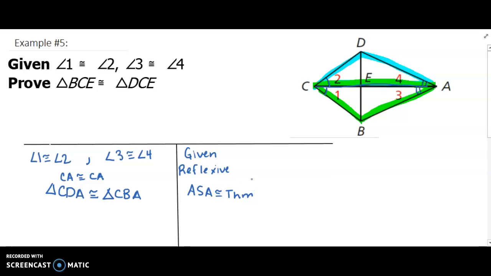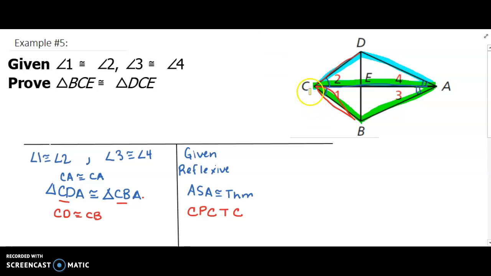Okay, so some of you are thinking, oh my gosh, you just proved the wrong triangles are congruent. Yes, I did. But the reason I did that is because now I know that CB and DC are congruent. So I can say CD is congruent to CB because these triangles are congruent and corresponding parts of congruent triangles are congruent.